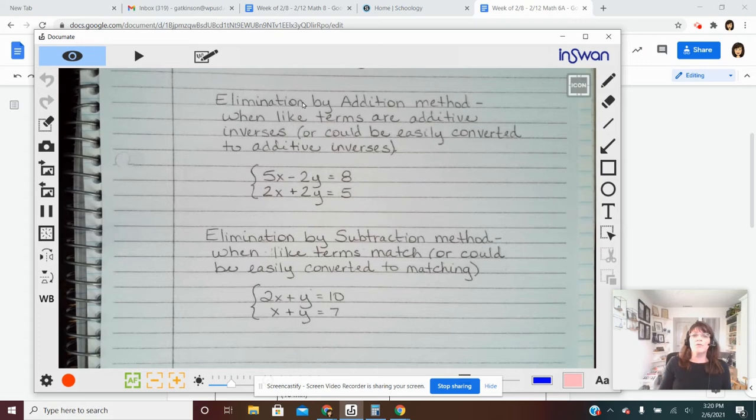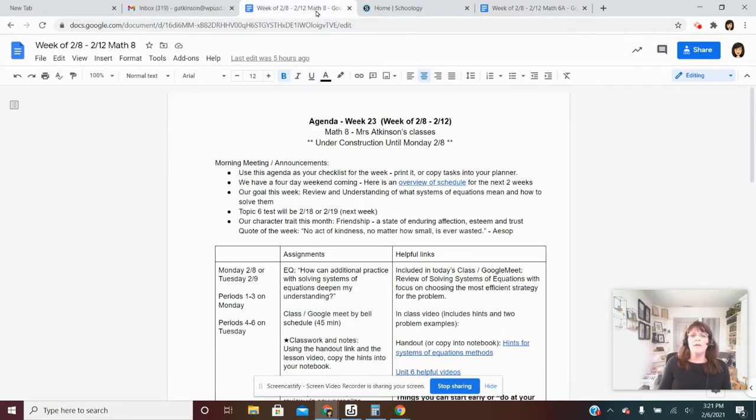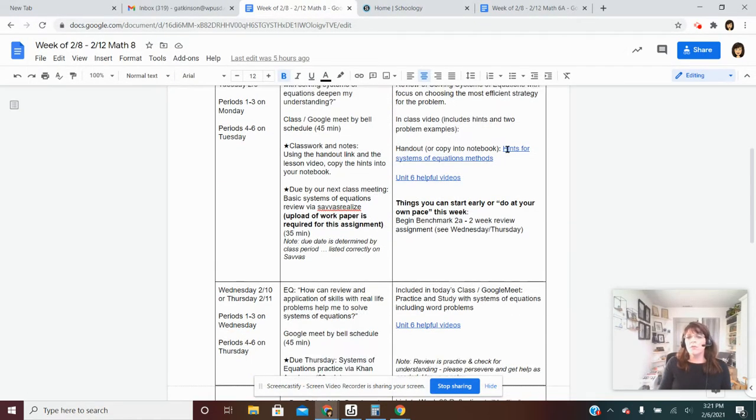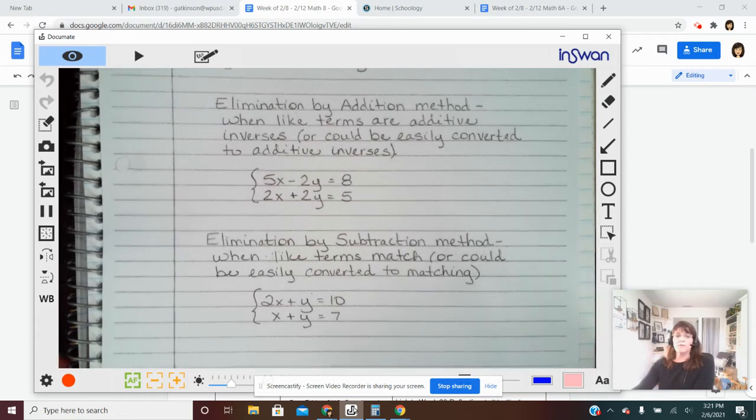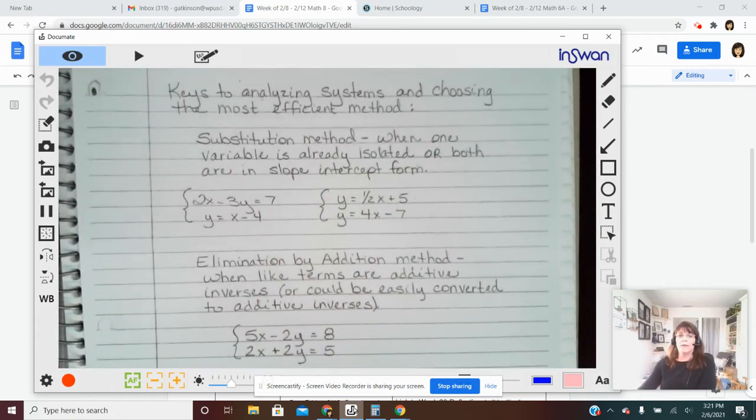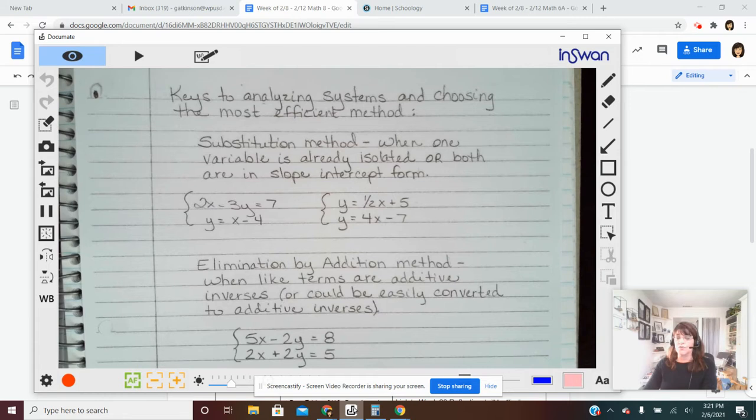Now, the printable version is on your weekly agenda right here. It says hints for systems of equations methods. It's right there. Okay, or you can pause this video and copy it down. That might be faster for a lot of you because you can do it right now. Okay, so I'm going to count to 5 on each of these, kind of moving it up. Just feel free to pause at any point and you'll have images of the whole thing.